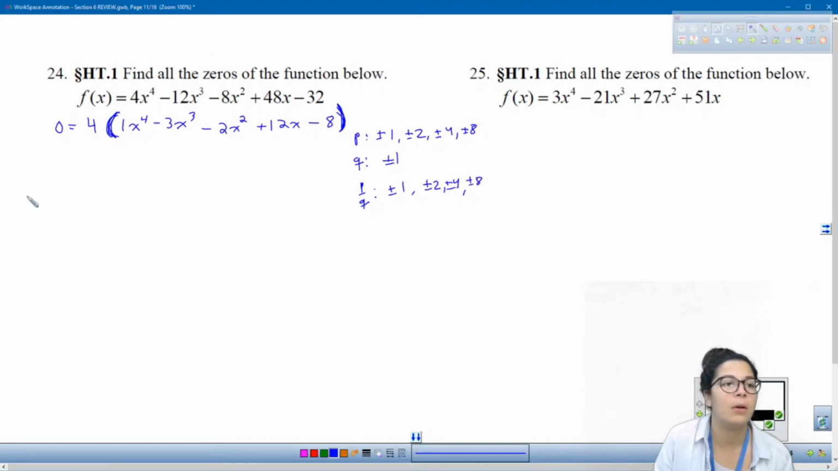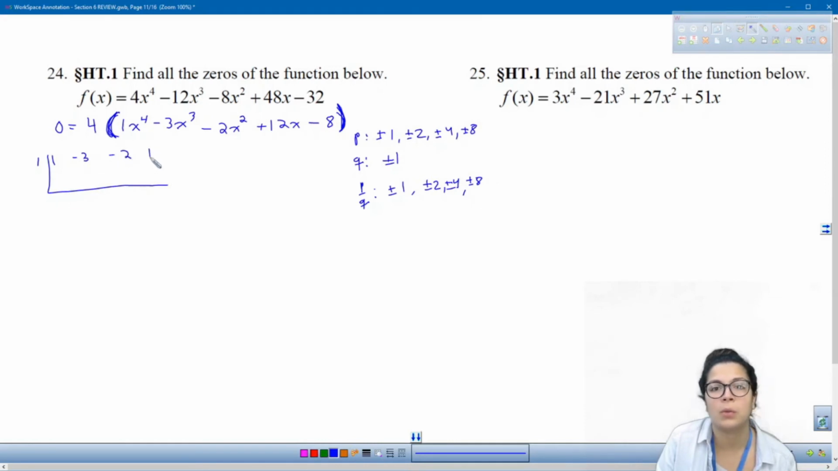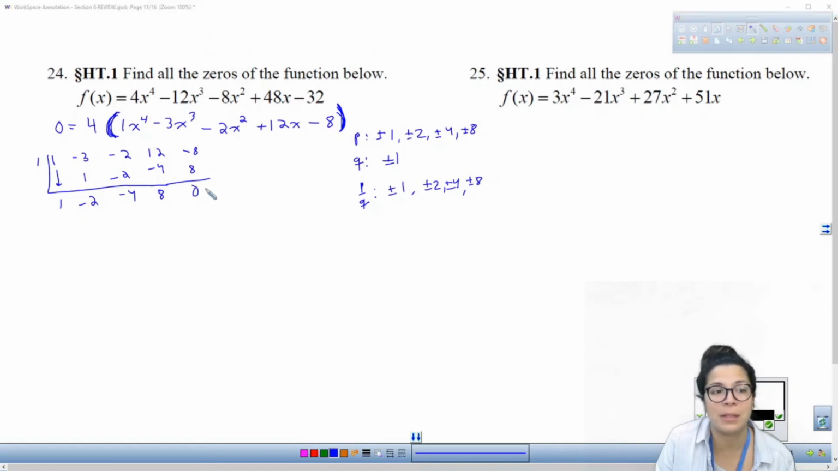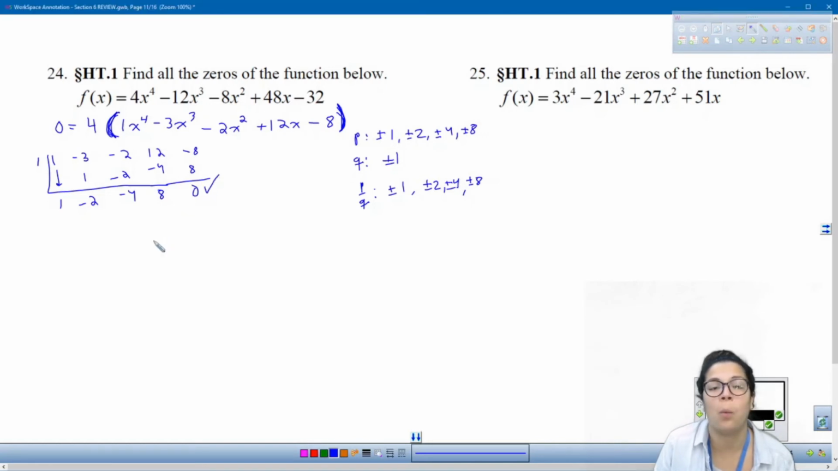Okay? Now, we're going to use synthetic division. We're going to test out some options. Let's go ahead and test out 1. Okay? Now, the coefficients will be 1, negative 3, negative 2, 12, and negative 8. You bring down your first one. 1 times 1 is 1. Add negative 2. Multiply negative 2. Add, we get negative 4. Multiply negative 4. Add, we get 8. Multiply 8. Add, we get 0. So yes, 1 is a factor.